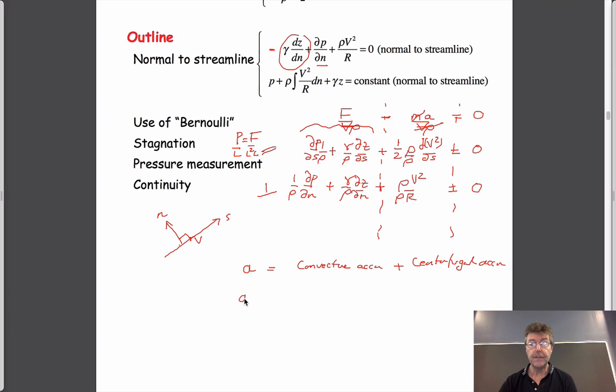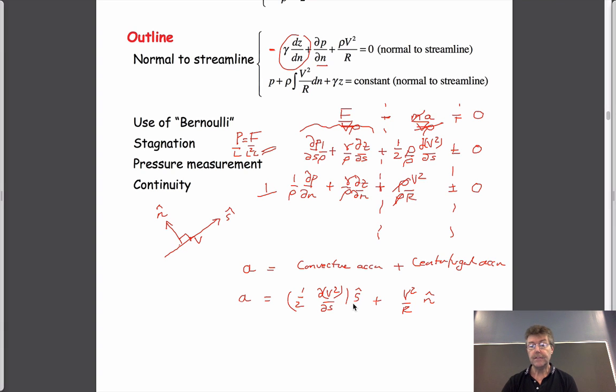And if we do that, then these individual components are just, the convective acceleration is going to be a half the change in velocity squared along the streamline, ds, multiplied by the vector, which is s. So this is a little vector, and this is also a vector. Yeah, that's right, s. Plus the centrifugal acceleration is just v squared over r multiplied by n.